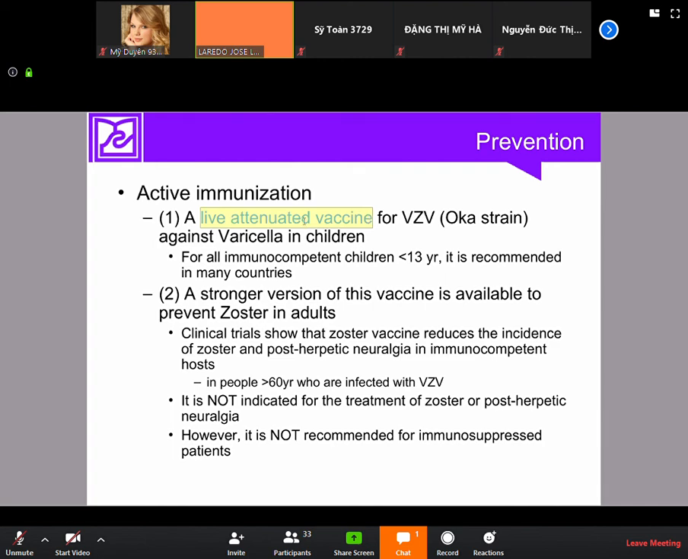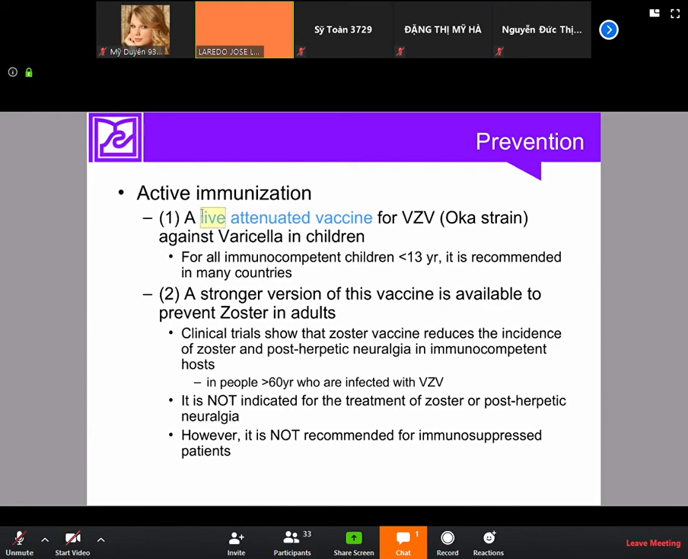This vaccine is not perfect. This vaccine is found in Vietnam, but is not included in the program of Vietnam. This vaccine protects around 80% of patients. So 20% of patients are not protected and they can suffer varicella zoster. In these patients that are not protected by the vaccine but can suffer varicella, the disease is milder.